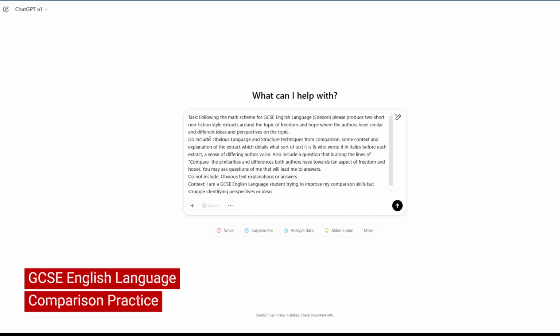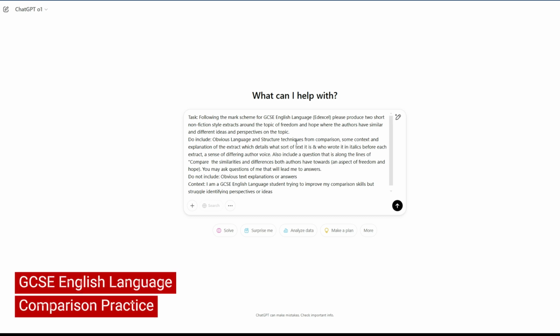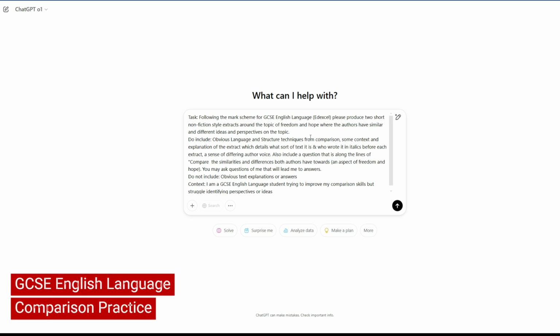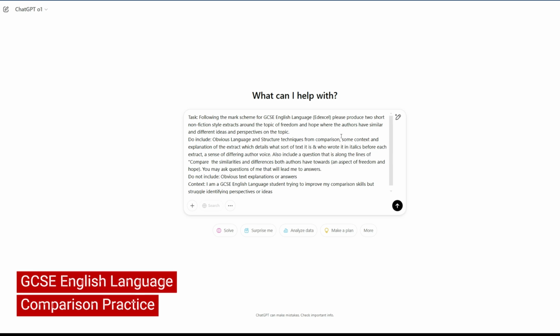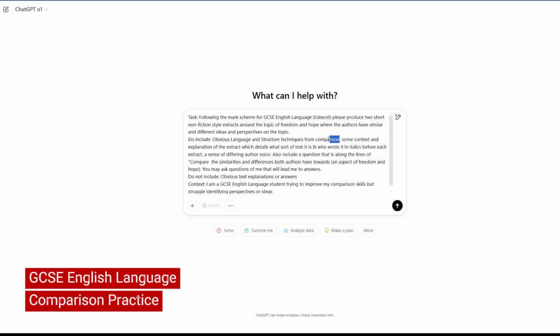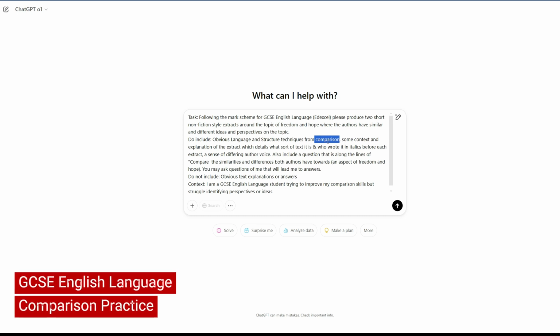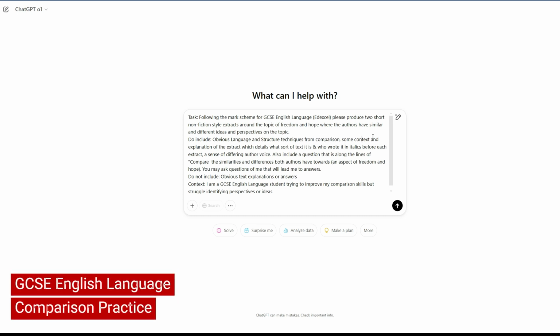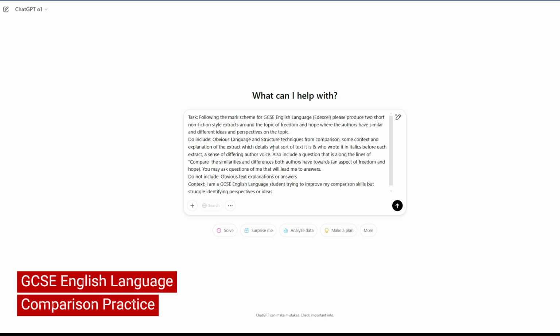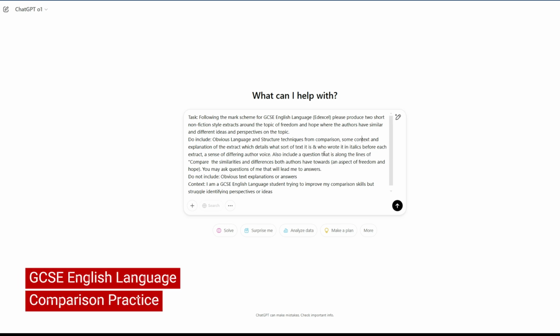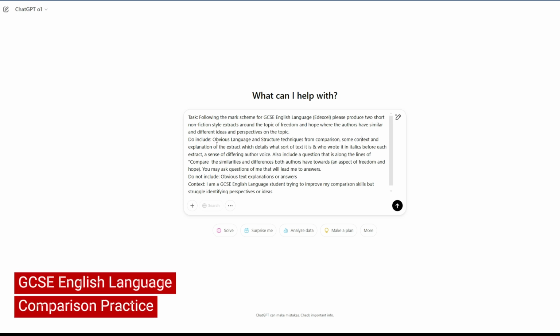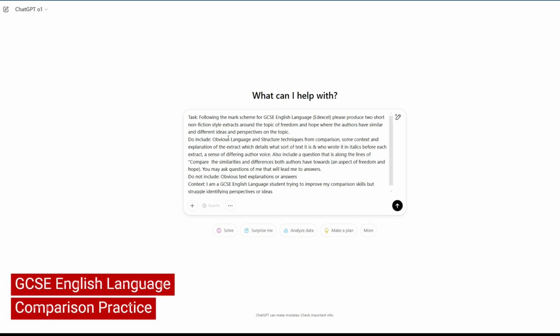Then we go into our do include. I want obvious language and structure techniques because it always helps to identify for comparison, so looking at the mark scheme and thinking of how comparing those different language and structure techniques might go. I've asked for some context and explanation of the extract, which details what sort of text it is and who wrote it in italics before each extract, which is exactly how it appears in the paper, so I'm trying to keep this as relevant as I can.